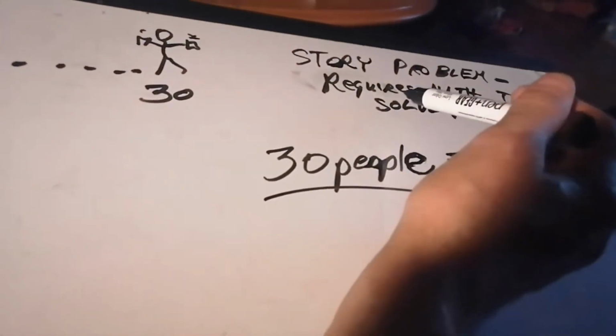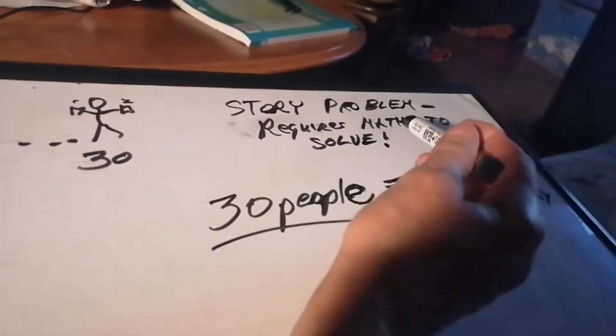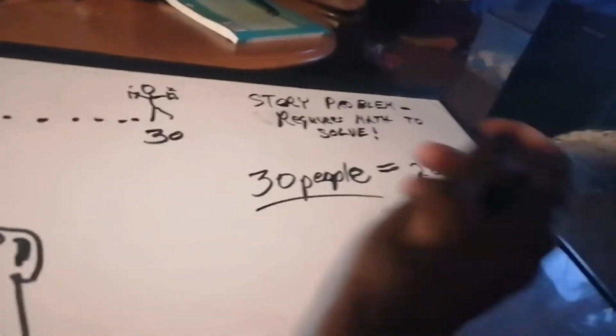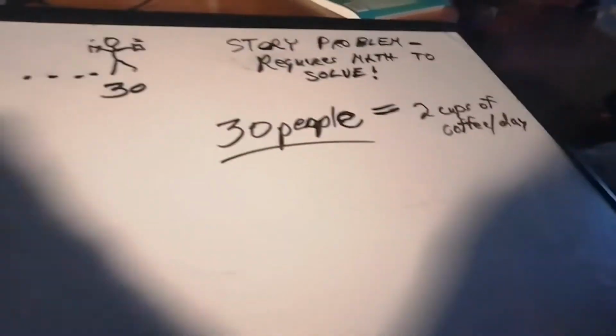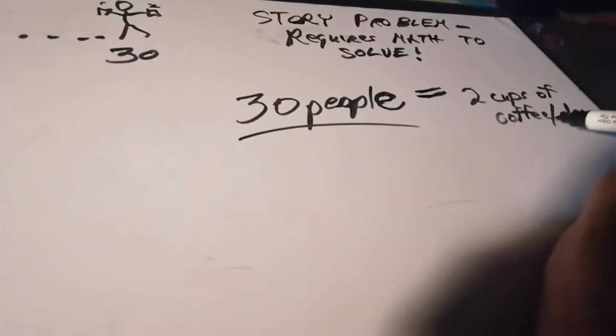But we want to use math. So, a story problem. What is a story problem? A story problem requires math to solve it. So we've got 30 people who drink 2 cups a day.